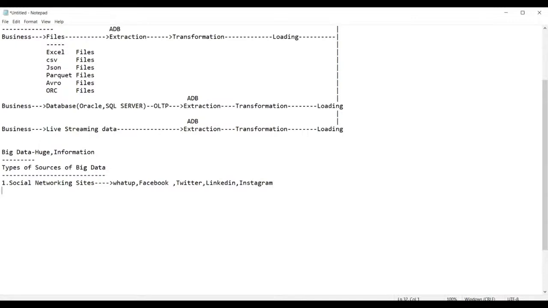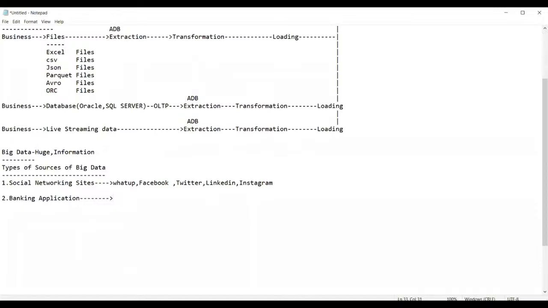Getting my point? Next after this, guys, you have the second source. So what is the second source? We can say the second source is the banking application. Across the globe, banking applications are considered the major source of getting the big data.